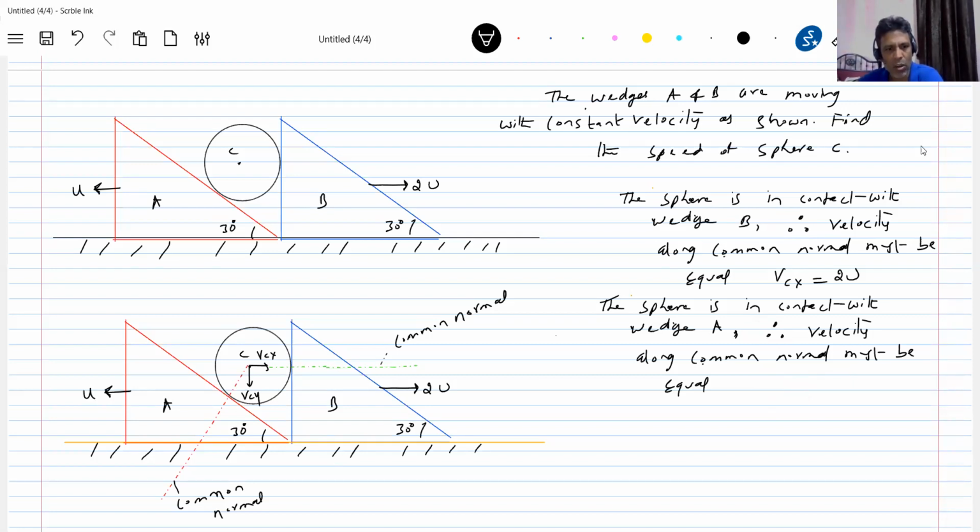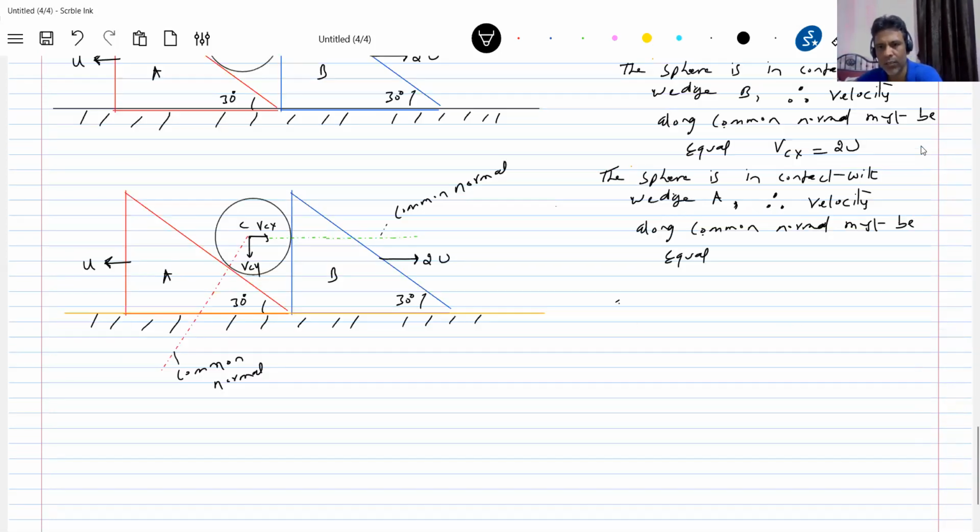The velocity of the wedge along common normal, I should resolve, no? So if you resolve the velocity here, this will be the common normal. I'll draw it now. Let's draw that common normal, that you take as line 1. So what is the velocity? This will be VCX, this is VCY, and this is the velocity U. So let's resolve along common normal. And that 30 degrees is what we have to take into the picture, no?